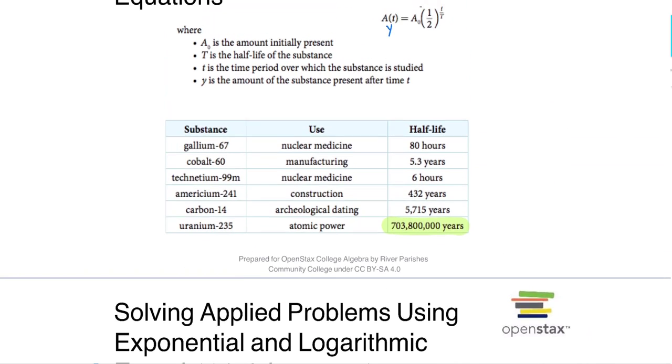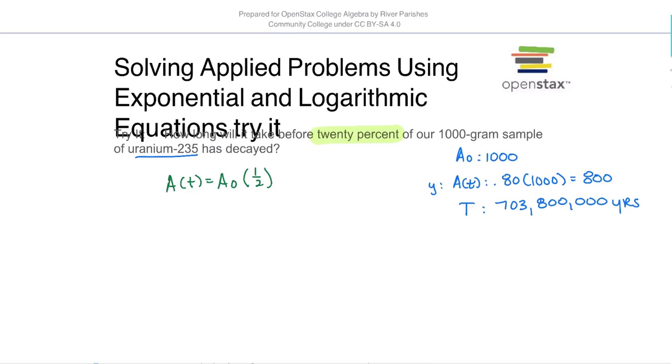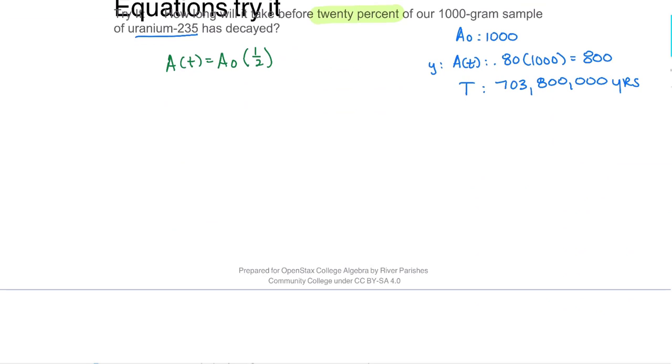And let's go back to the equation, the formula. A of t is equal to A sub 0 times, I believe it was 1/2, yep, to the t over T. So lowercase t over uppercase T. So let's fill in what we know. We know that 800 is our A of t because it's decayed 20% to 80%. 80% is what's left. A sub 0 is 1,000. 1/2 stays 1/2. We don't know t. And uppercase T is, yikes, 703,800,000.